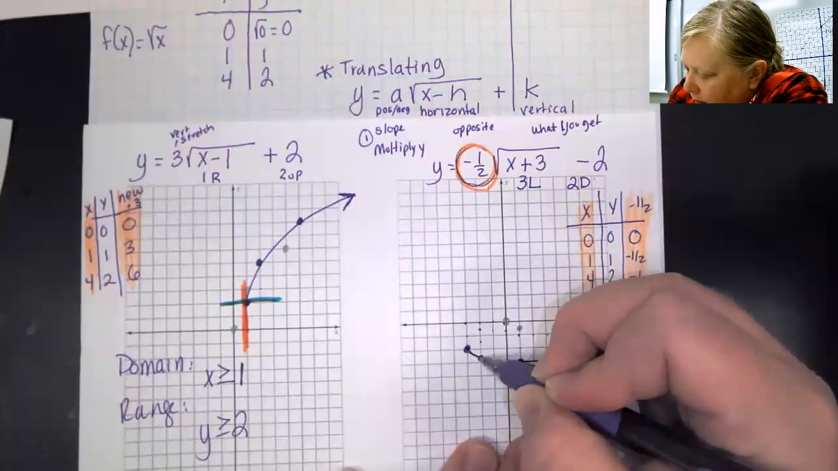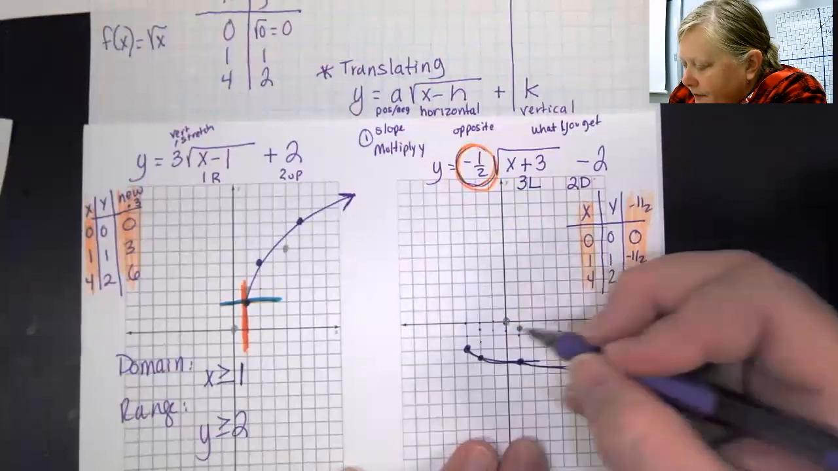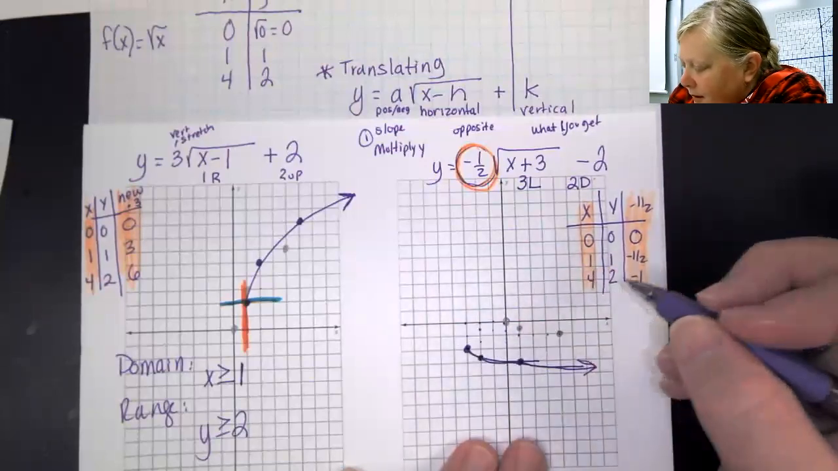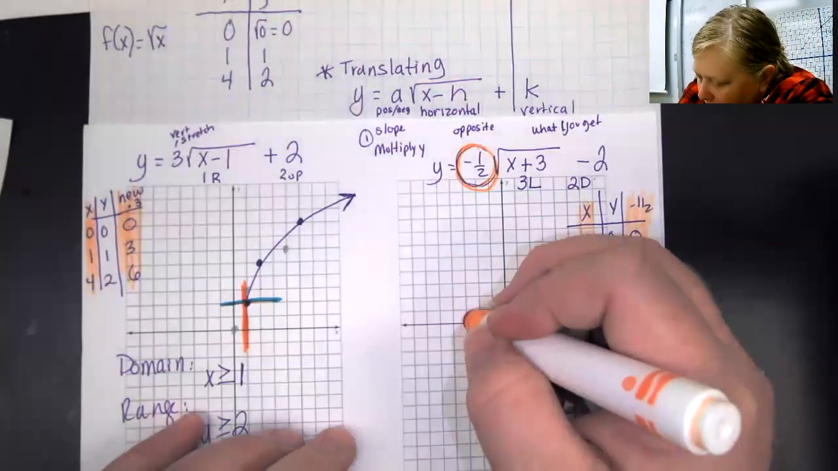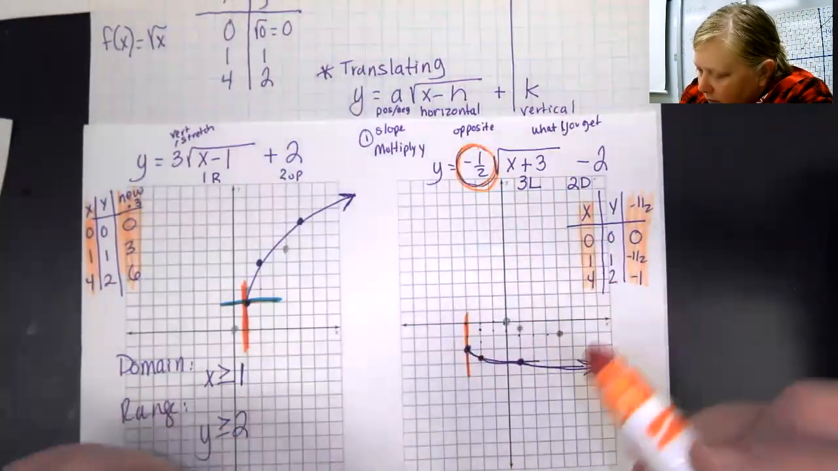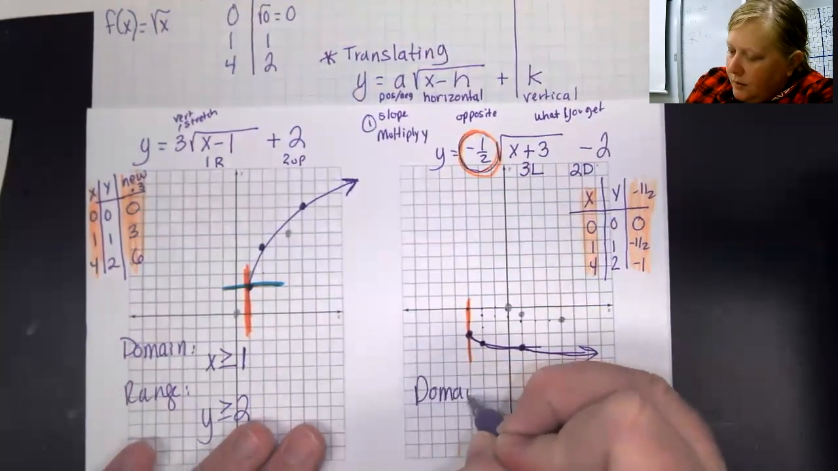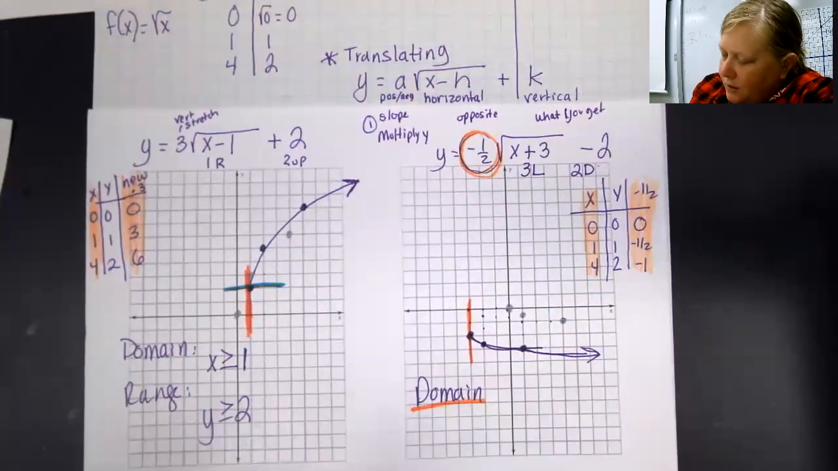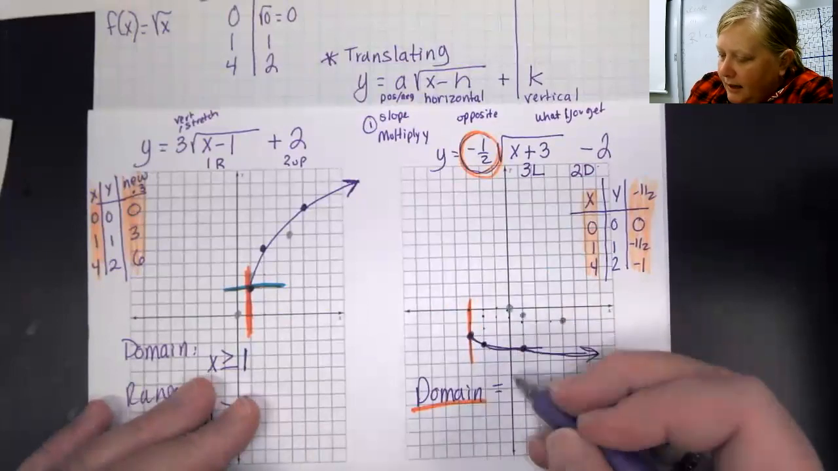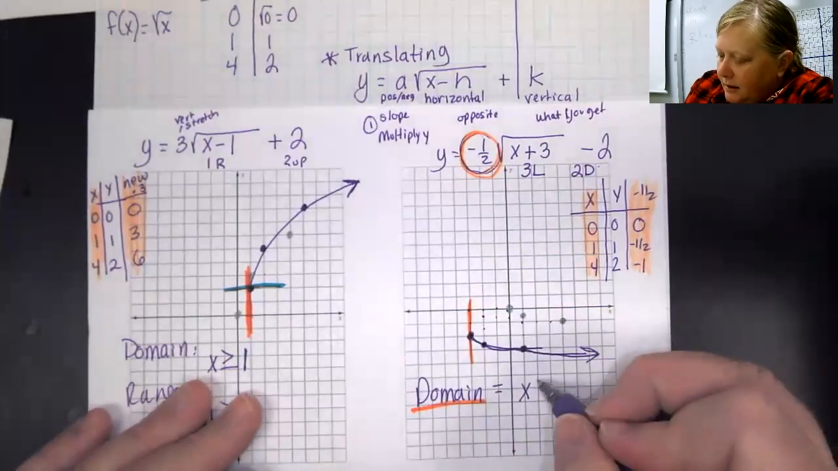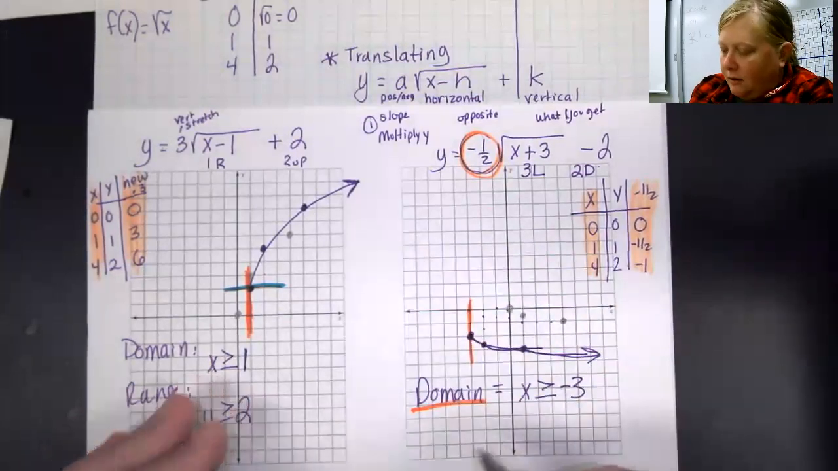Wait, ugh. It wasn't such a good line, was it? It made it a little bit skinnier. Okay. Sad face. Where's my domain starting? Well, I'm starting at negative 3, and I'm to the right. So x is everything negative 3 and greater.